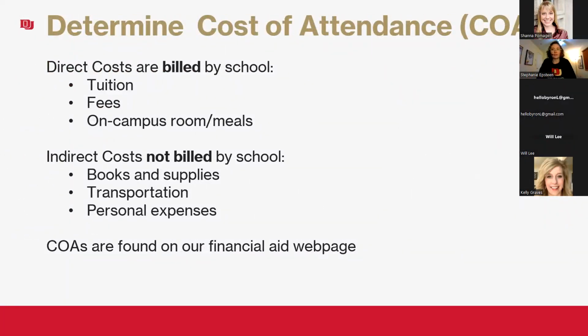So determining cost of attendance is here. The direct costs are those actually billed by your school. So you're always billed tuition and fees. If you're staying on campus and have a meal plan, you'll also be billed for those as well. Some other indirect costs, these are not billed by the school at all. It's just to really help you budget. And those are some costs you may have just because you're a student. So books and supplies, transportation, personal expenses, all of these combine together to develop a cost of attendance. And we post all of our costs of attendance on our financial aid webpage. So there's some for students living on campus, off campus, or living at home.